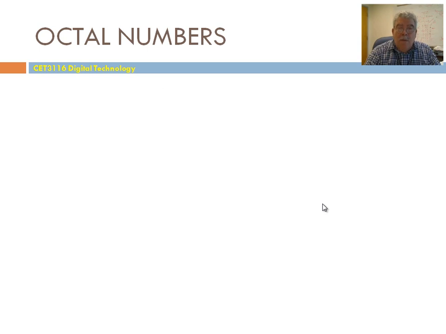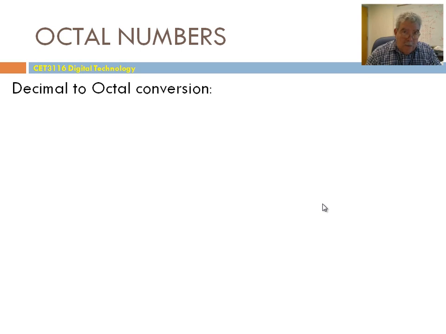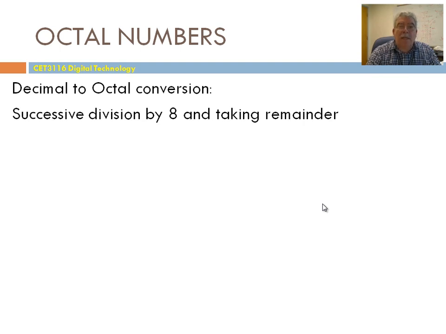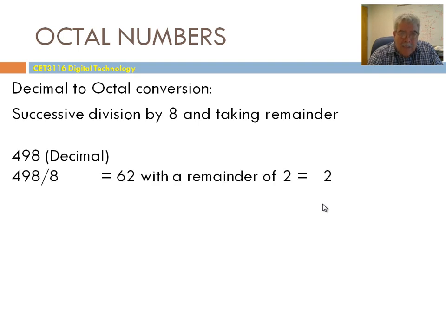we apply what we learned about the two methods. Now we're going to be using only one, which is the successive division. In this case, the radix is 8. Therefore, we need to divide by 8 and read the remainder. That's exactly the same thing. For instance, the number 498 in decimal. We start dividing 498 by 8.